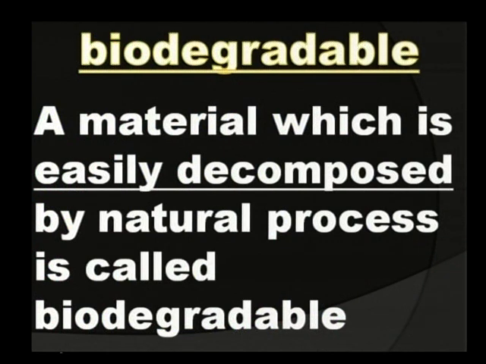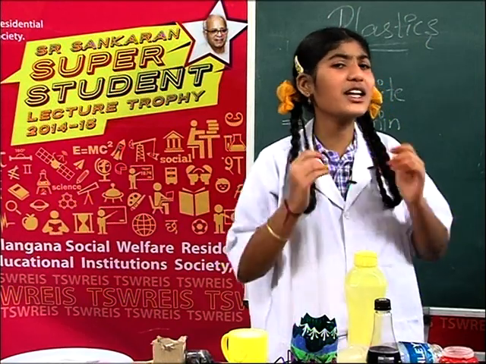What is biodegradable? A material which is easily decomposed by natural process is called biodegradable material. Friends, that means a material which can easily decompose by the biological process. Friends, did you understand? Are you following me? So they are called biodegradable materials.